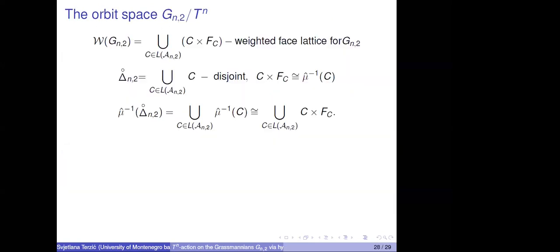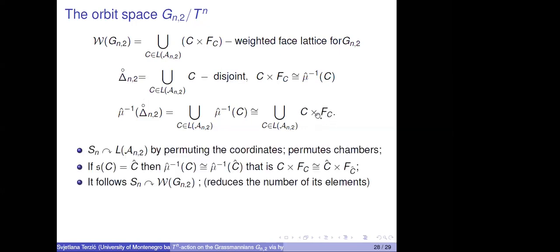So now, to summarize, we can form what we call the weighted lattice, or phase lattice, for G_{n,2}, which is actually this product. The interior of Δ_{n,2} is a disjoint union of these cells from this product. Each of these pieces is homeomorphic to its pre-image by the moment map in the orbit space. So we obtain that the pre-image of the interior of Δ_{n,2} is the union of these, and it is homeomorphic to the union of these pieces. And of course, it raises the question of how these pieces are glued together.